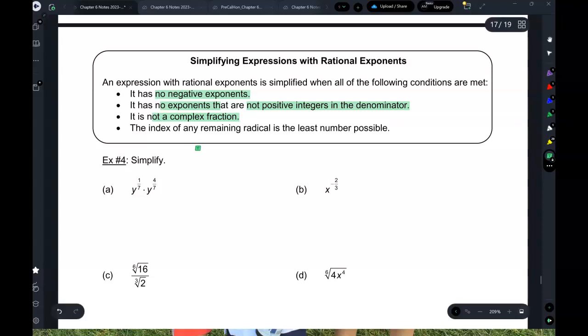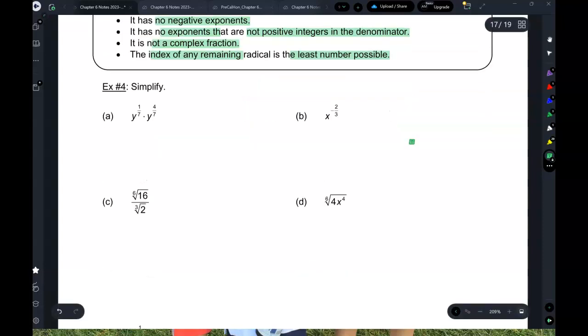The index of any remaining radical has to be the least number possible. That was confusing. I will do one, and then when I solve that one, I'll tell you that was the one. Just go with me. Don't complicate things.